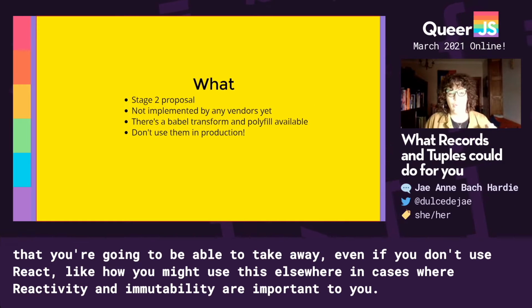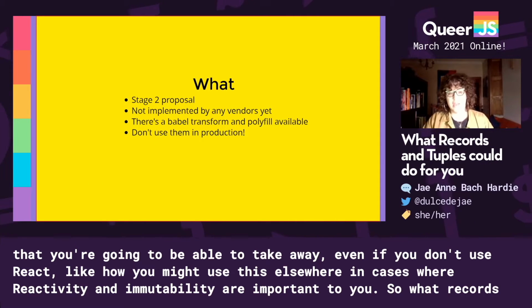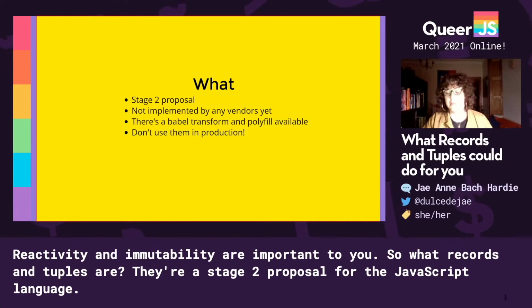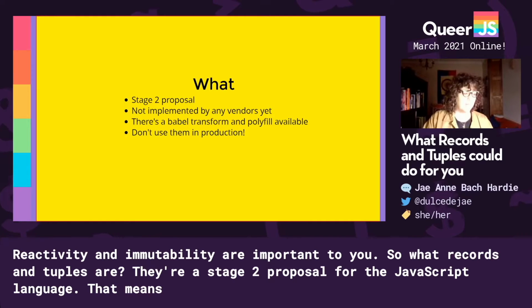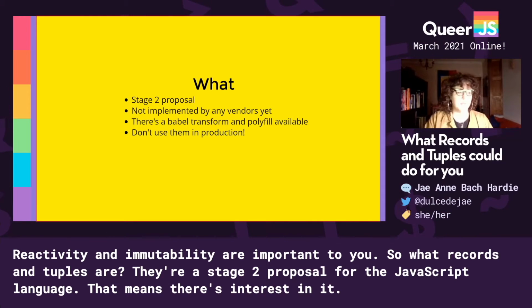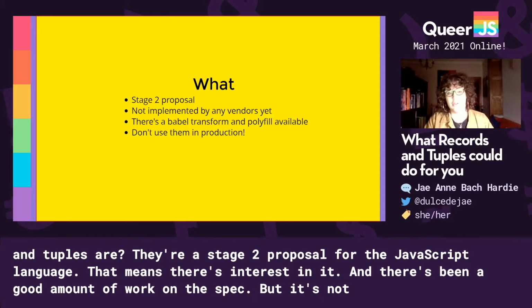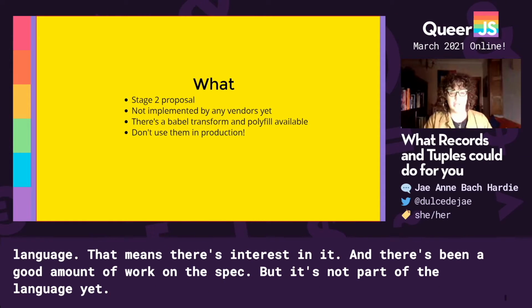So what are records and tuples? They are a stage 2 proposal for the JavaScript language. That means that there's interest in it, and there's been a good amount of work on the spec, but it's not part of the language yet, and it's not finalized yet.